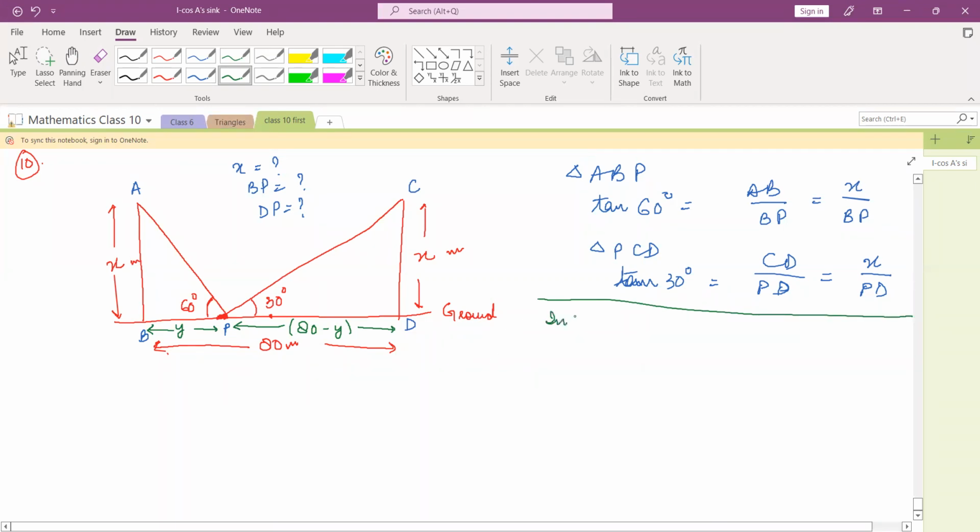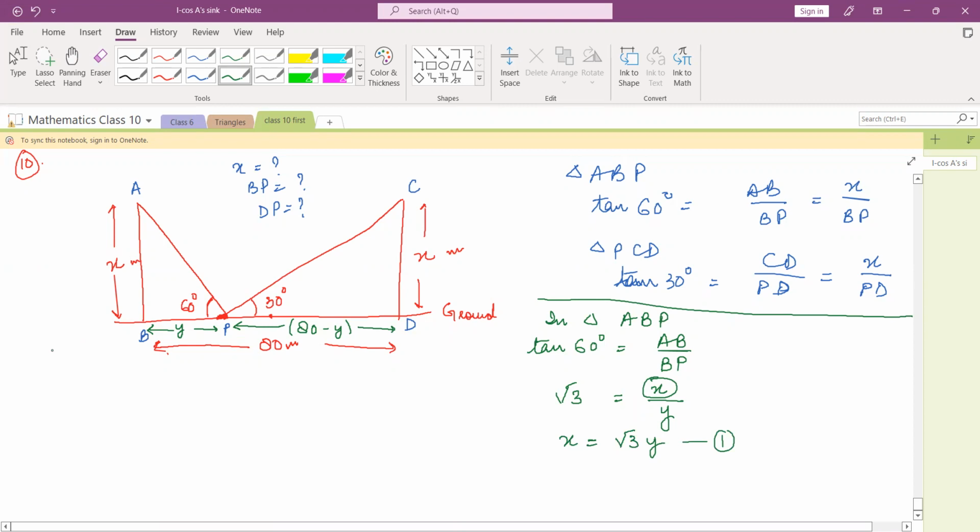In triangle ABP, I'm taking tan of 60 degrees is equal to perpendicular, that means AB by BP. So tan 60 is root 3, equal to AB is x, BP is y. Is this okay? And I'm interested in x, so my x will become root 3 of y. Ultimately I want to find x in terms of y. So let me call it equation 1. So x value I got.